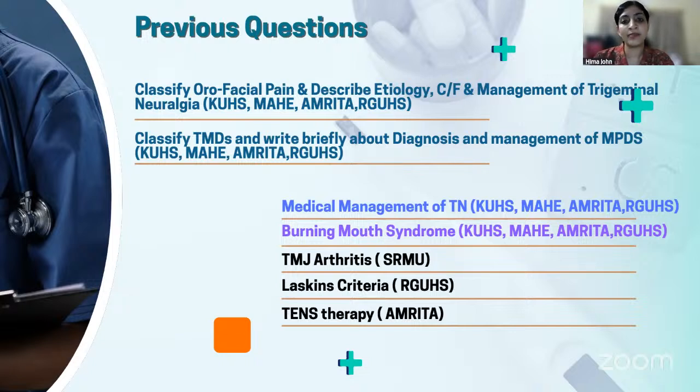Apart from this, TMJ arthritis has been asked as a bouncer probably just once in all the question papers I've gone through, and that only in SRMU, Sri Ramachandra University. Laskin's criteria has also been asked probably once in RGUHS, and TENS therapy has been asked twice in Amrita, but never under KUHAS. So these are the frequently asked questions under orofacial pain and temporomandibular joint disorders.